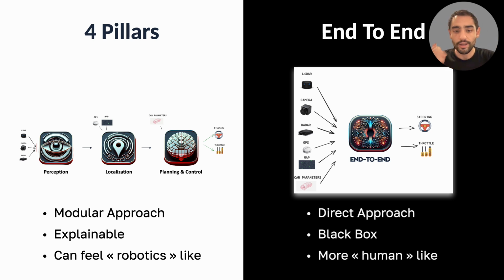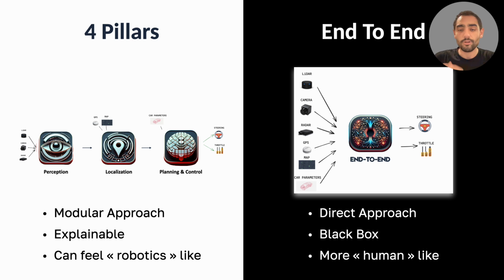On the other hand, the end-to-end approach is a more direct approach. Like you have the input, and then the neural network directly outputs the trajectory. And since it's based on imitation learning, it can feel much more human-like. The counterpart is that some people call it a black box. Now, we have ways to visualize inside the black box, but it's still something where you don't really control exactly how you would like something to happen.